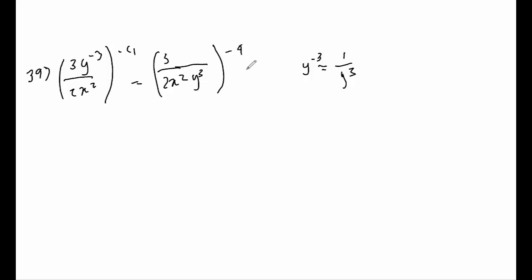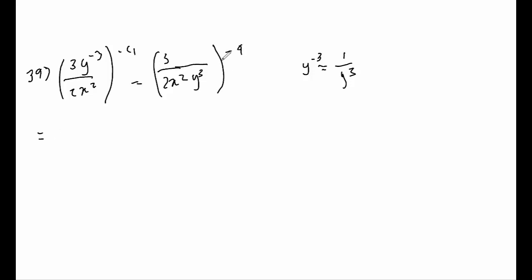So what I'm going to do is I'm going to get rid of the negative number inside the bracket. So as you recall, our quotient rule will say that we have y to the negative 3, and that is going to be 1 over y to the 3. So I'm going to now rewrite this as 3 over 2x squared y cubed, and this whole thing is to the negative fourth power.